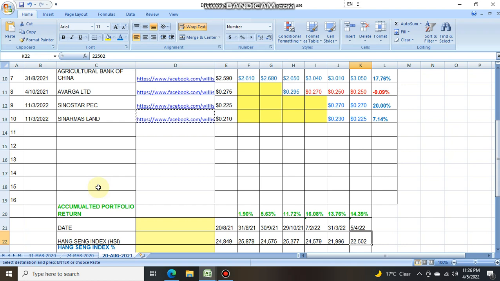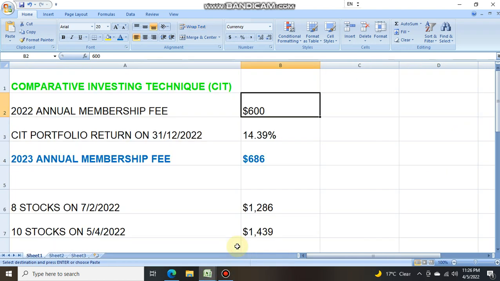So assuming on the 31st of December 2022, which is this year, the portfolio return actually remains the same at 14.39%, under this assumption, the membership fee for next year's renewal, or for a new member who is going to join us, will be based on $600 plus 14.39%, the portfolio return as of 31st of December 2022. This is on the assumption that the portfolio return is at 14.39%, so it can be higher or it can be lower.